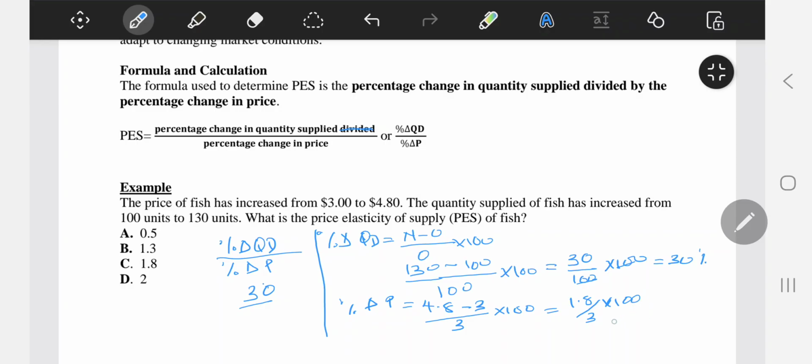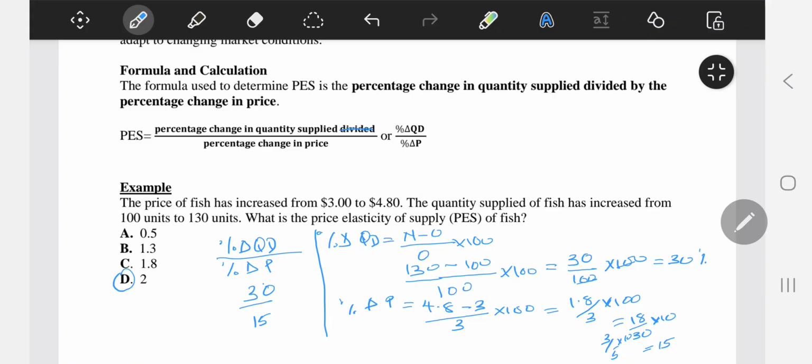All right, so this is eventually going to be 18 over 30 times 10. As you can see, this number and this number are divisible by 6. This one divided by 6 is 3, this one divided by 6 is 5, then times 10. So this gives you 3 times 5, which is 15. You can do that with a calculator if you don't get it. And then 30 divided by 15 is going to be 2. So that's how you get PES.